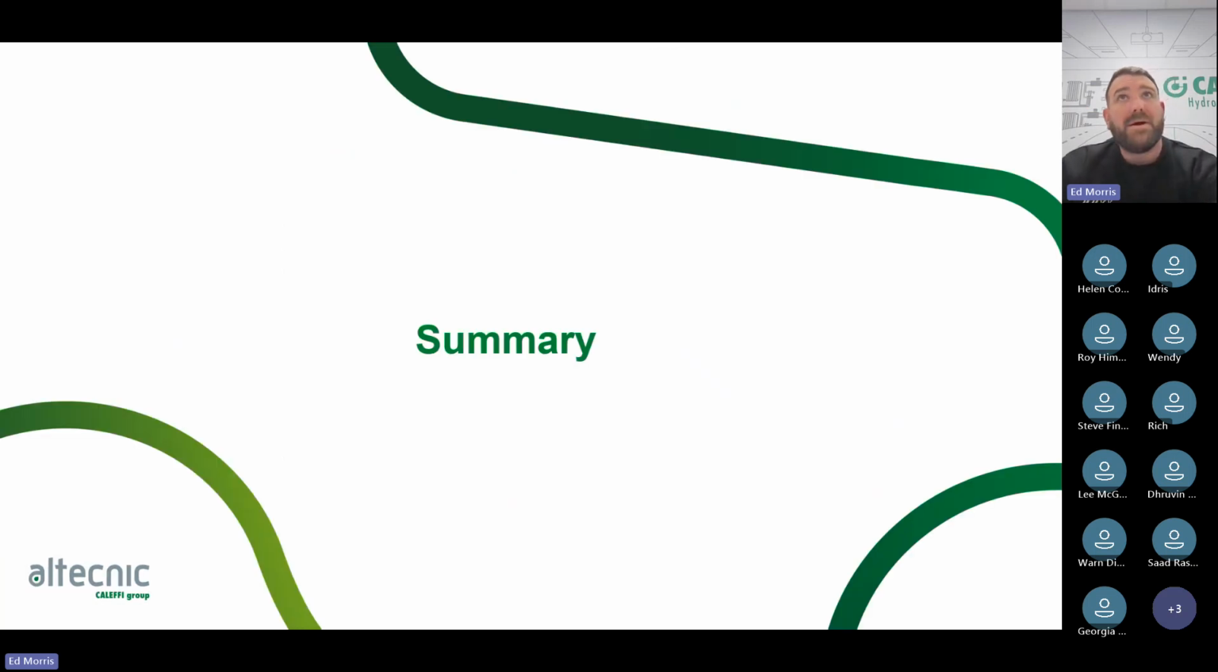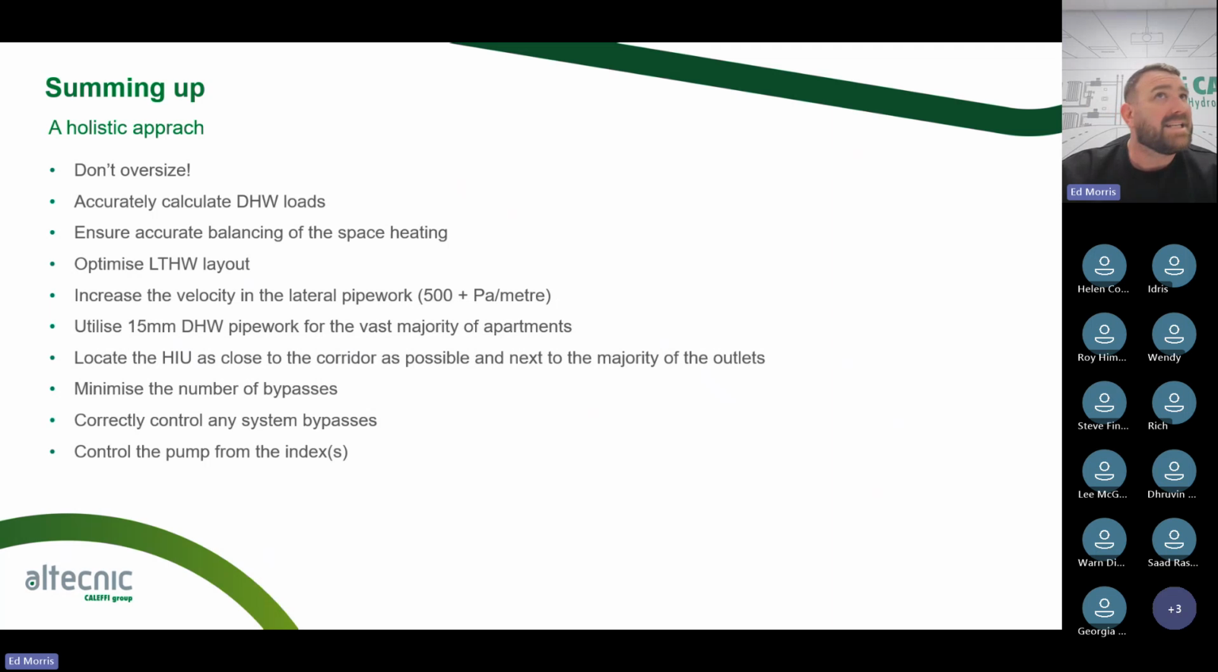So just to wrap up, as a summary, take a holistic approach. Don't oversize. We've spoken at length about everything that can be oversized. Accurately calculate domestic hot water loads. Ensure accurate balancing for the space heating, using things like presettable, dynamic controlled radiator valves. Optimise low temperature hot water layouts, make sure that they are as good as they can be. Increase the velocity in the lateral pipework, reduce the bore of the pipework, increase that pascals per meter to make sure we're getting that good effect. Utilise 15 mm domestic hot water pipework for the vast majority of apartments.